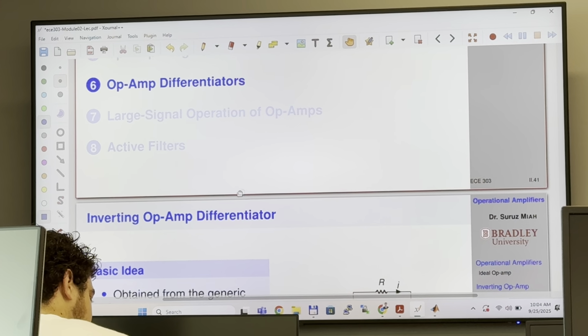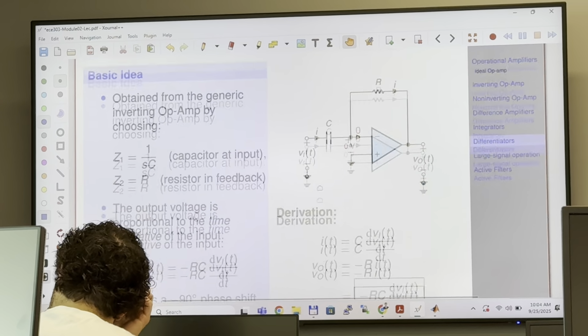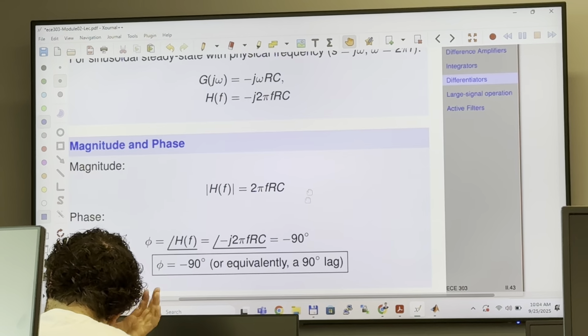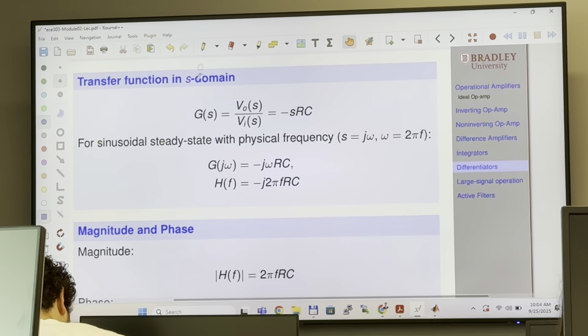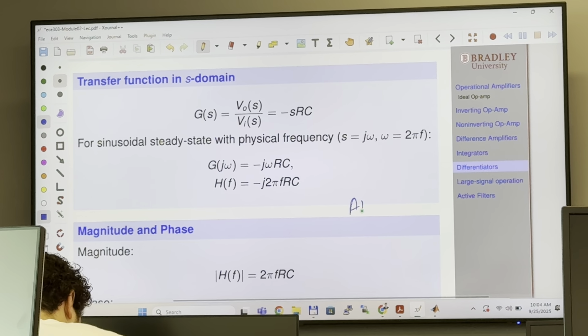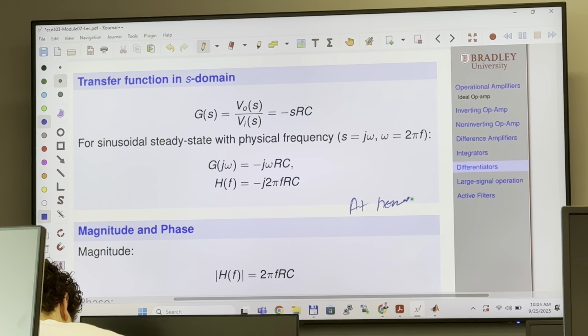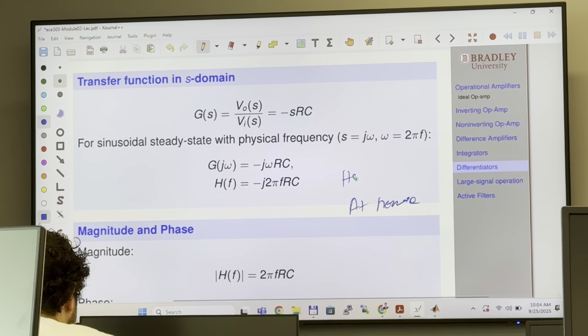The differentiator is very similar. Please go through this differentiator at home. Homework. Very similar.